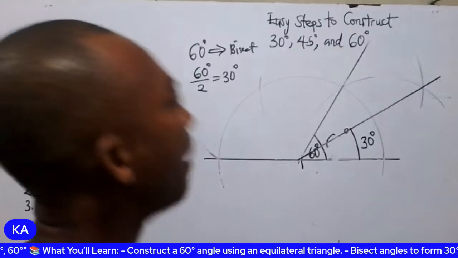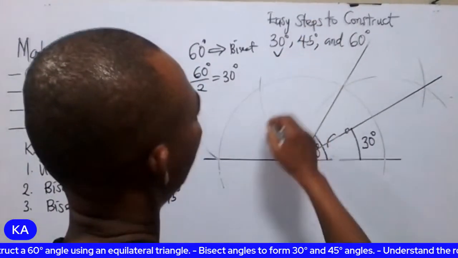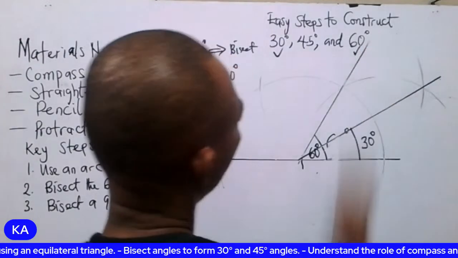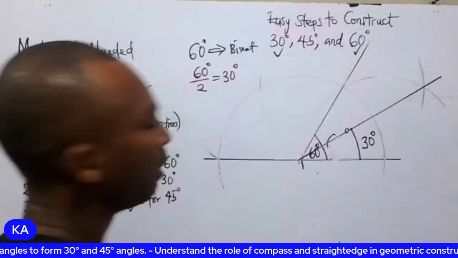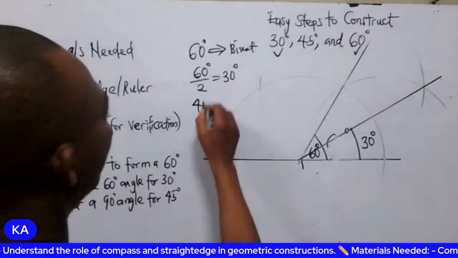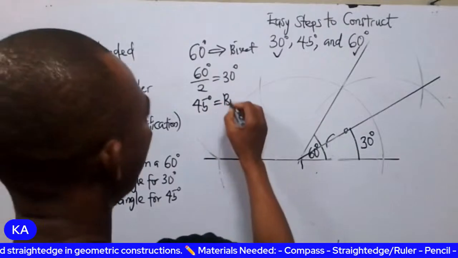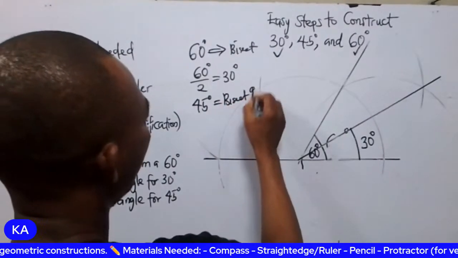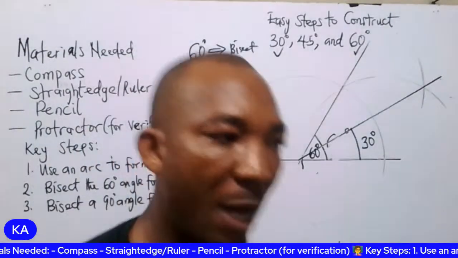So I'm going to clean my board now and I will move. We are done with 30 degree and 60 degree. So we now want to move to 45 degree. In constructing angle 45 degree, there are two ways. You can bisect angle 90 degree.